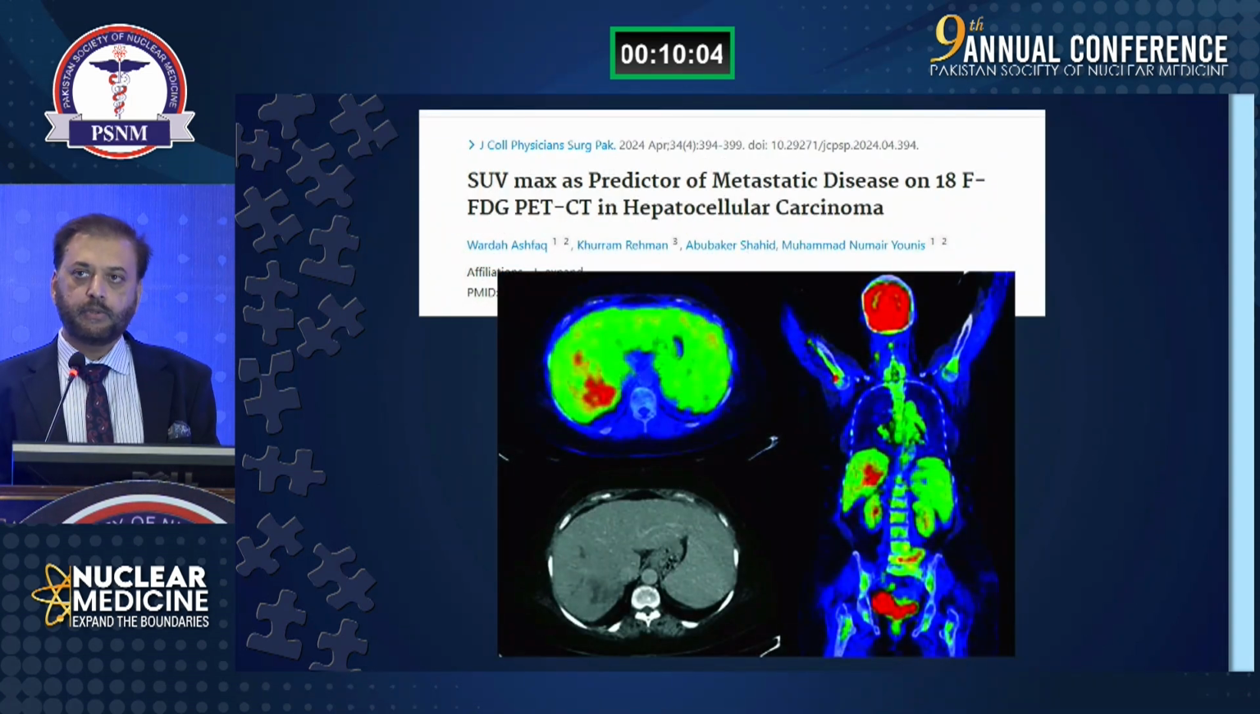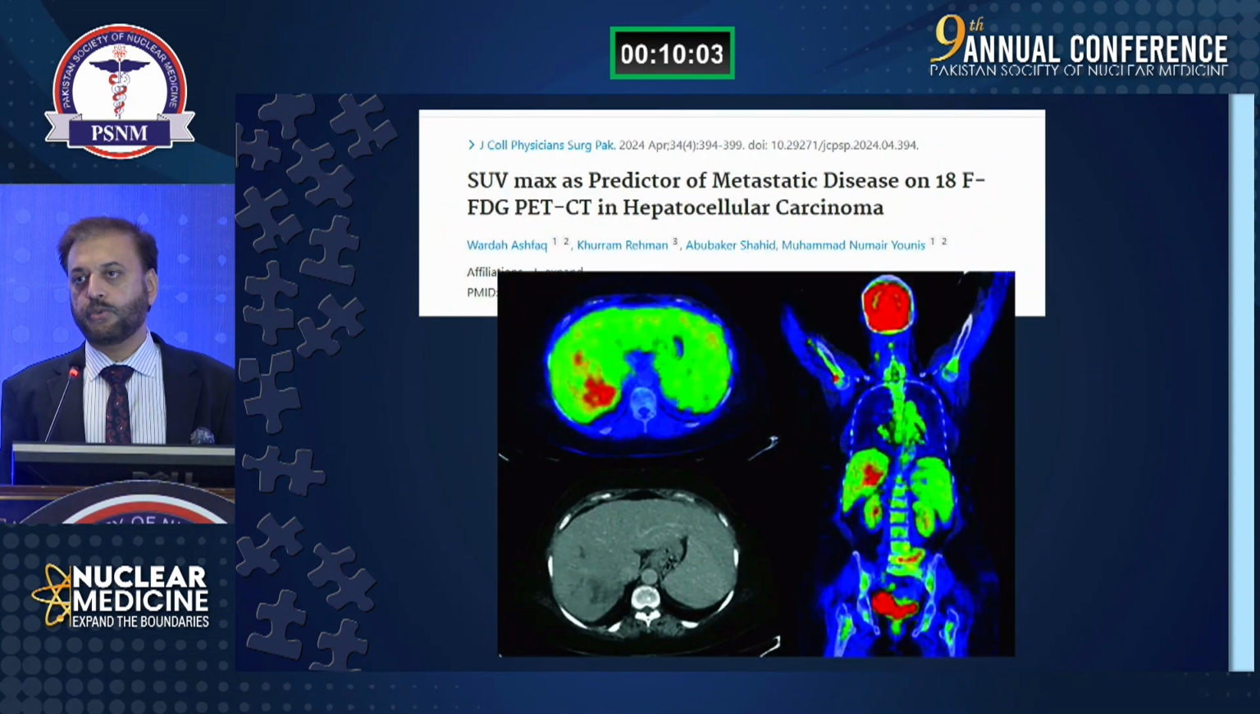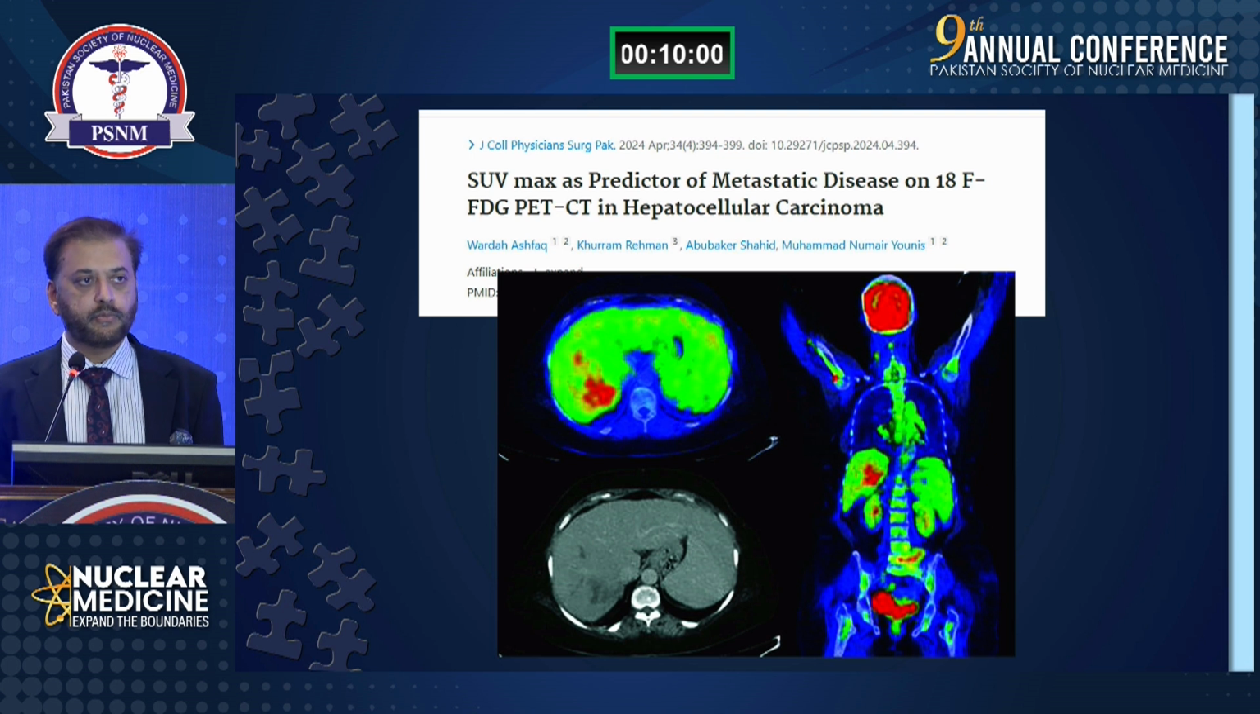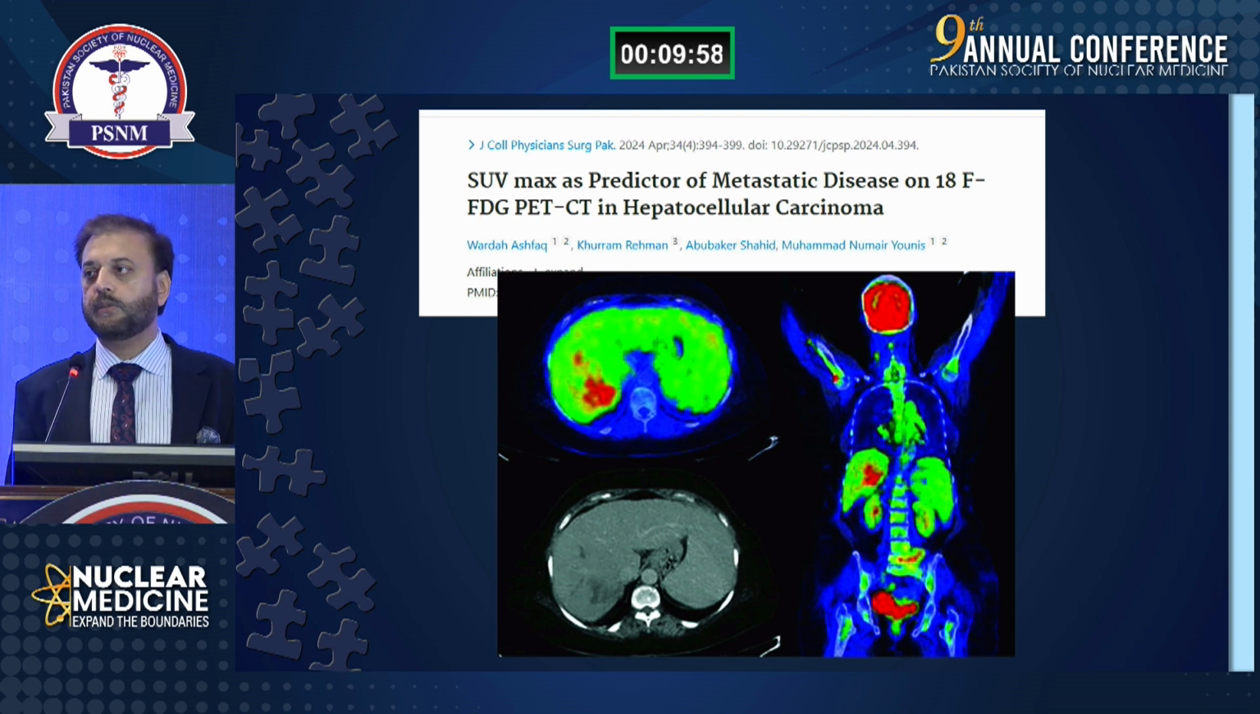Another study which we recently published also shows a relationship between high SUV values and the presence of tumor burden. So these SUV values can be used not only to predict the presence of metastasis, but they can also be used for prognostic information in these patients.